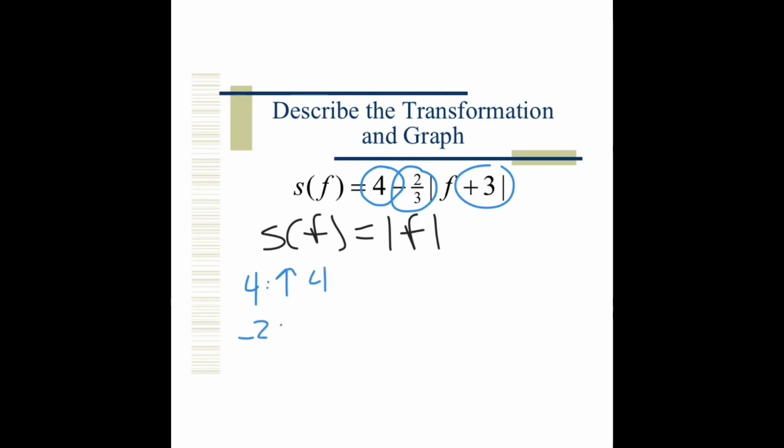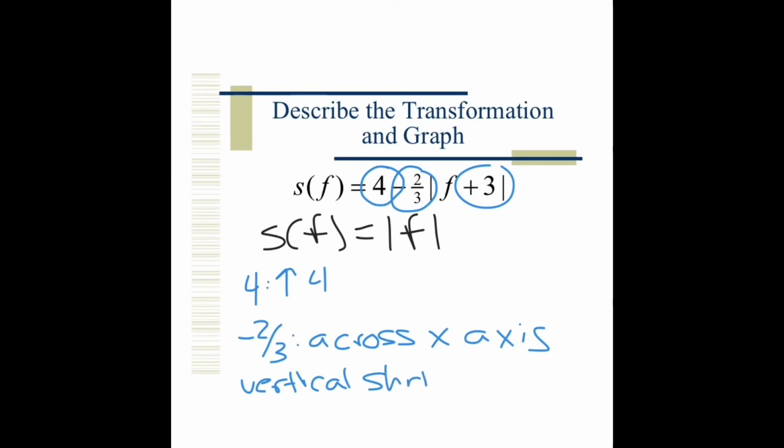For the -2/3, that's going to do two things again. So the negative sign is going to reflect it across the x-axis. And it's also going to have a vertical shrink here. And the vertical shrink is a factor of 2/3. And then last but not least, we have a +3. Now because it's a +3, we know it's going to be moving to the left 3. And those are all of your transformations.